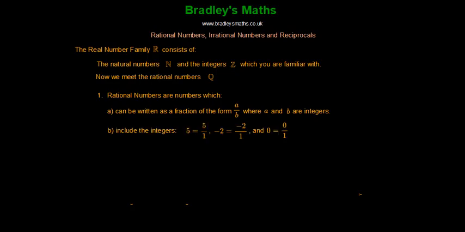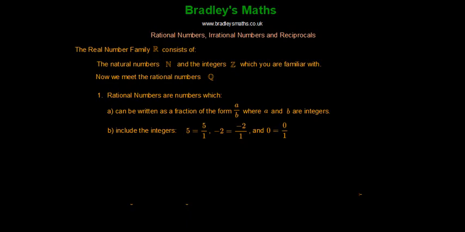They include all of the integers. 5 can be written as 5 over 1. -2 can be written as -2 over 1. And 0, crucially, can be written as 0 over 1. Any integer can be written as a fraction in the form a over b just by putting it over 1, and it doesn't change it at all.